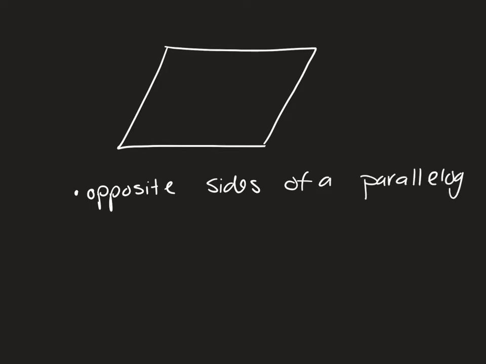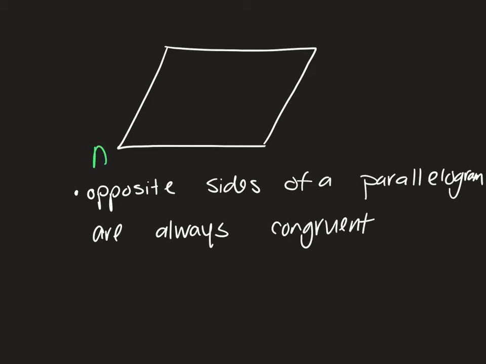Right, so another theorem we have is that opposite sides of a parallelogram are always congruent. Right, so I'm going to label this again. So that means that like this side is congruent to this side, and this side is congruent to that side.